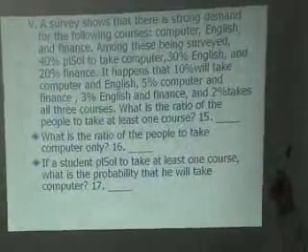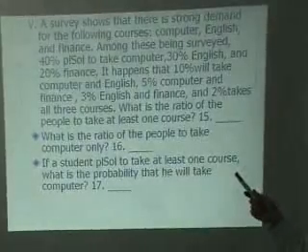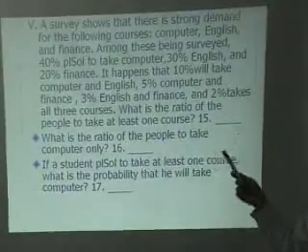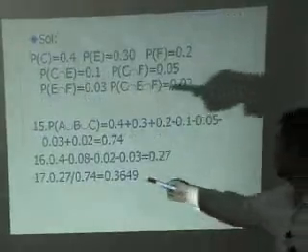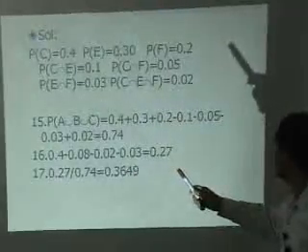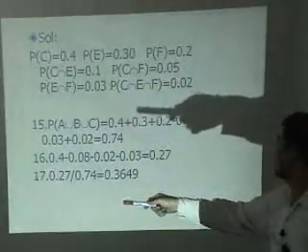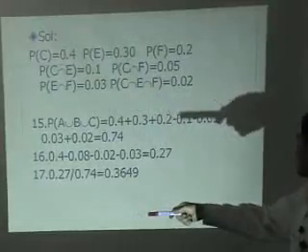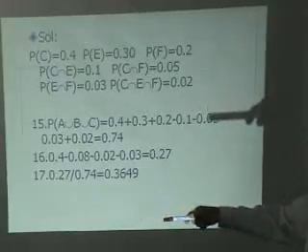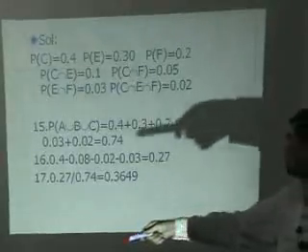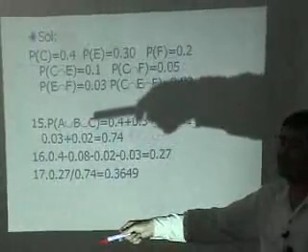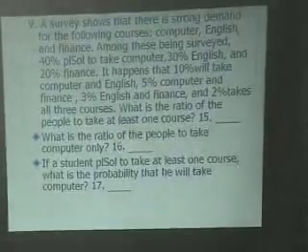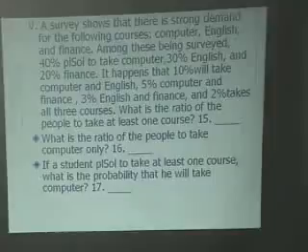For them to take at least 1 course, that means the probability of A or B or C. So here you calculate the probability of A or B or C. You have probability of A plus probability of B plus probability of C, minus probability of A and B, B and C, and A and C, and then plus probability of A and B and C. So here is the answer. And the second question: what's the ratio of the people who take computer only?